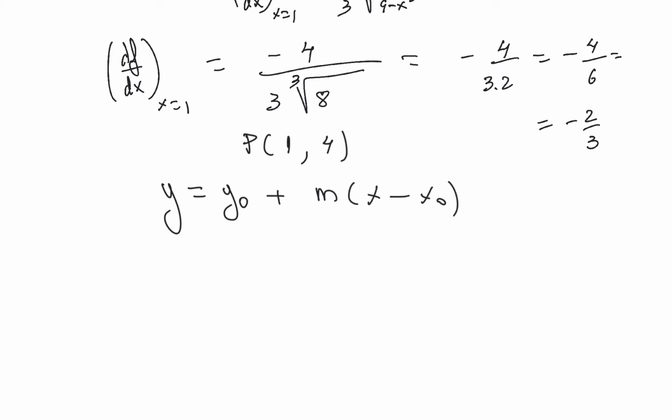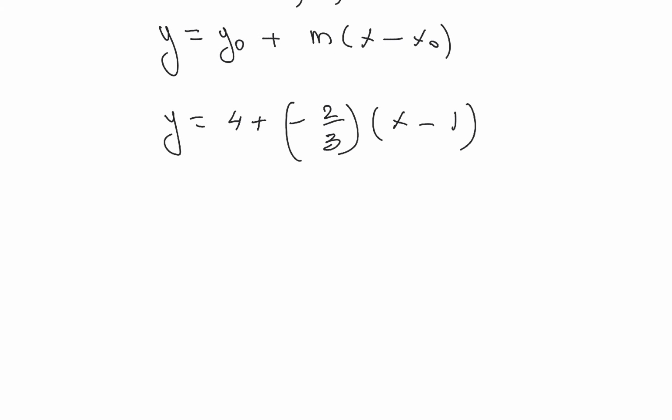(1, 4). So this is the x0, this is the y0. So the equation of the tangent line will be y = 4 + m(x - x0), which is 4 + (-2/3)(x - 1). Of course, I can do a little bit of algebra here, and it will be y = 4 - (2/3)x + 2/3.